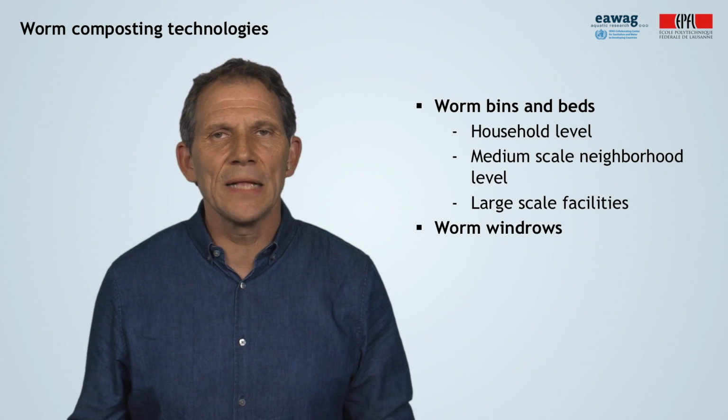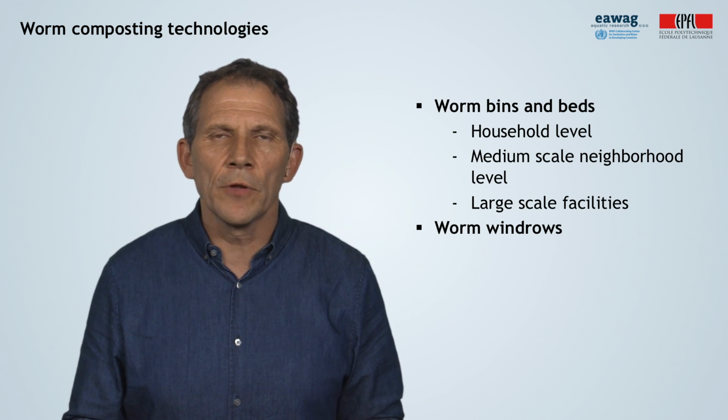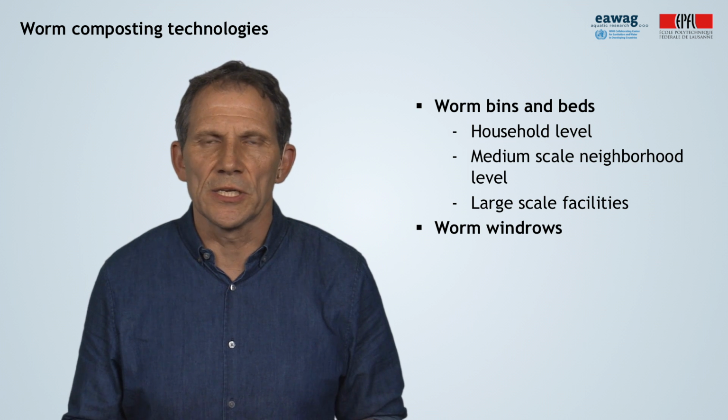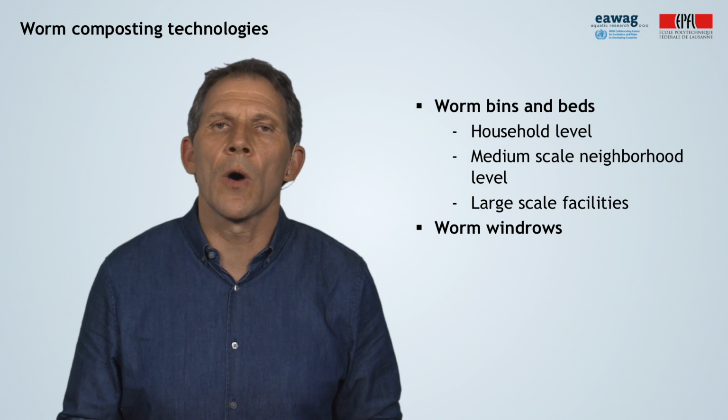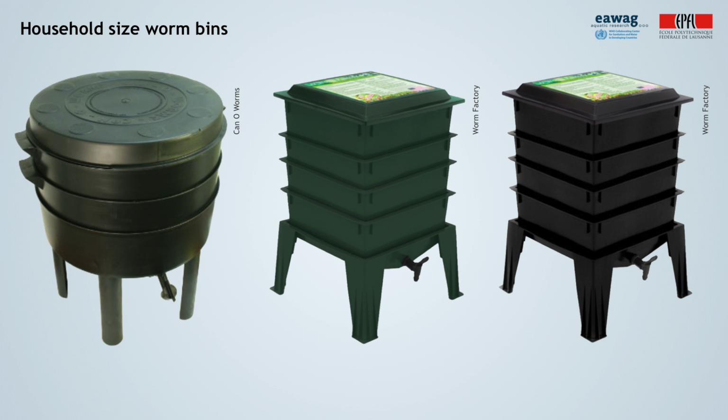We'll look at worm bins and beds. This can be operated at household level, medium-scale neighborhood level, or even large-scale facilities. Sometimes, but not so often, we also see worm windrows. Here are some examples of household-scale worm bins. Different trays where you can feed the worms with your food scraps.